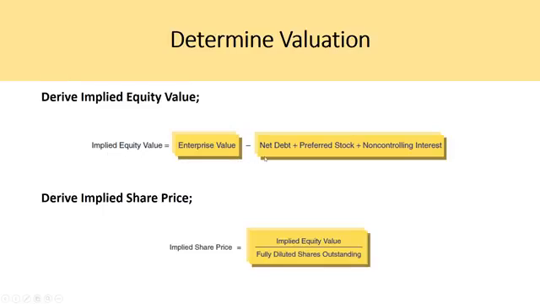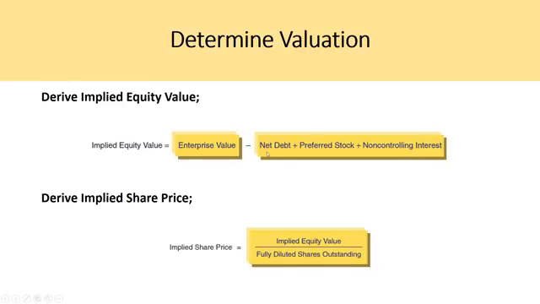You then remove the effects, right? So if you remember the enterprise value calculation, to get from equity value to enterprise value, you add debt, you add preferred equity and minority interests, and then you subtract away cash and cash equivalents. Now you can reverse that. So to move from enterprise value back to equity value, you can then subtract net debt plus preferred stock plus non-controlling interest. So the sum of net debt plus preferred stock plus non-controlling interest.